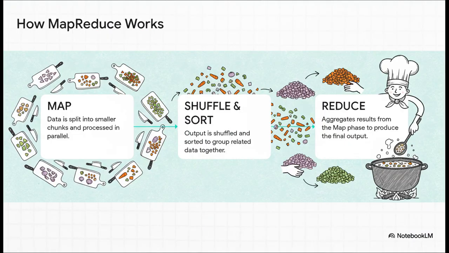Now, how MapReduce works is pretty cool. Think of it like a massive cooking competition. First, in the map phase, you have hundreds of chefs, and each one is just chopping one specific ingredient. They're all working at the same time in parallel. Then you have assistants who run around and shuffle and sort all those ingredients, putting all the chopped onions here, all the carrots there. Finally, you have the reduce phase, where a master chef takes all those perfectly sorted piles of ingredients and combines them to make the final dishes. That, in a nutshell, is how MapReduce works.